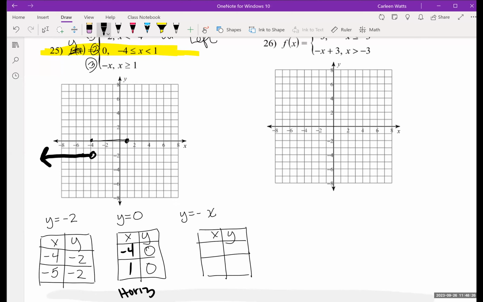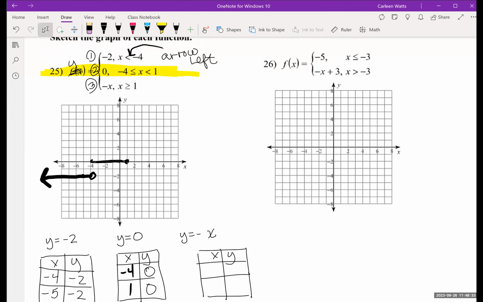Connect them. So at the -4, we have a filled in circle. At the +1, we have an open circle.